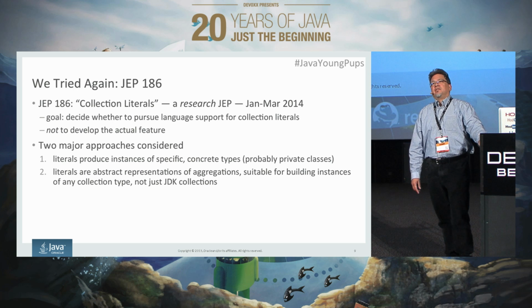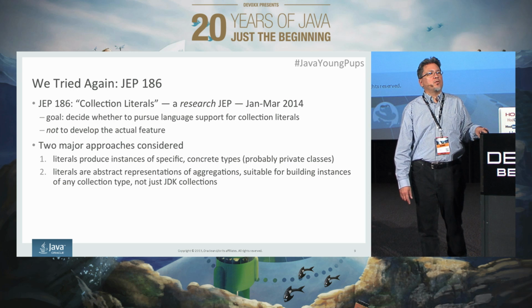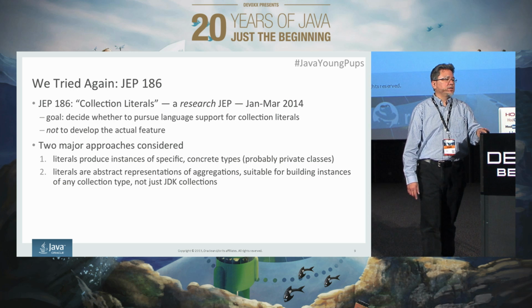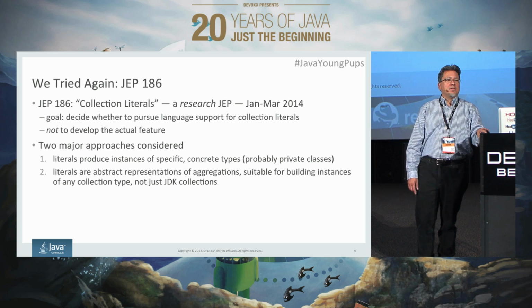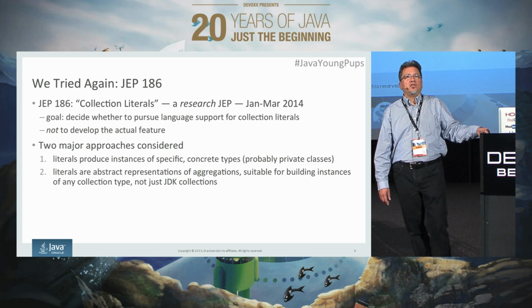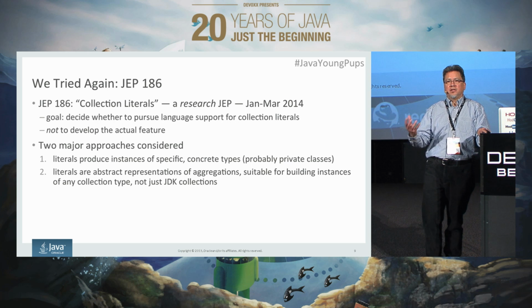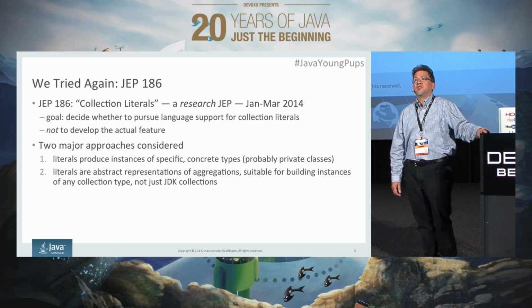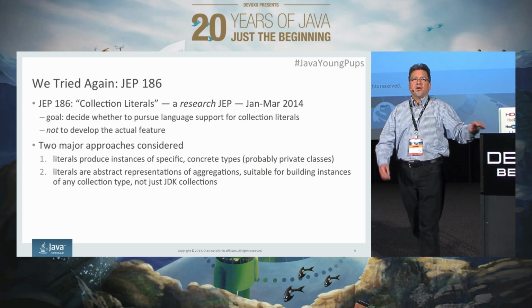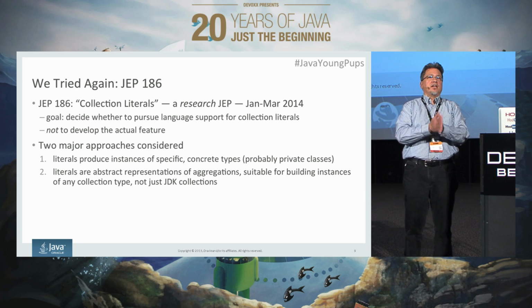There was another attempt at this more recently in early 2014. So that was, I guess, about a year and a half ago at this point. This was at the tail end of Java 8 development, and the team started looking at new features to introduce in future JDK releases. And so collection literals was one of the things that was left over from Project Coin. So it became natural to say, okay, let's revisit this and take a look at this again.